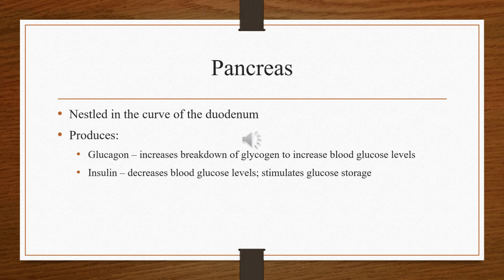The islets of Langerhans perform the endocrine function of this gland, and it contains the alpha, the beta, and the delta cells. The alpha cells produce glucagon, the beta cells produce insulin, and the delta cells produce somatostatin.